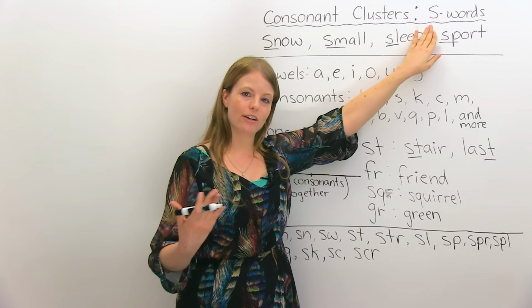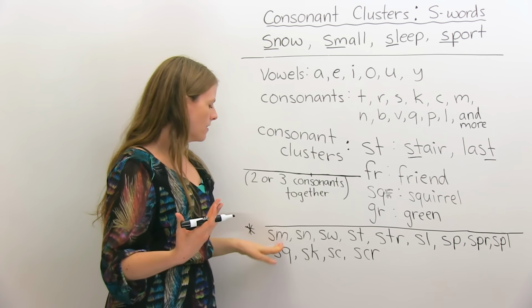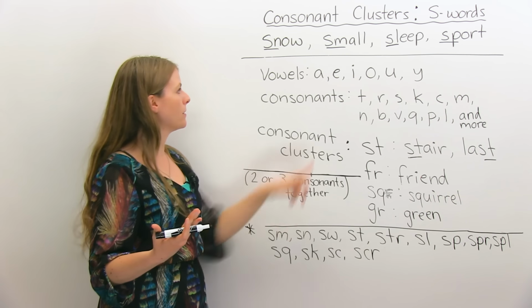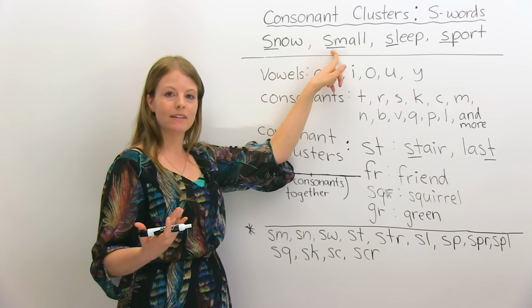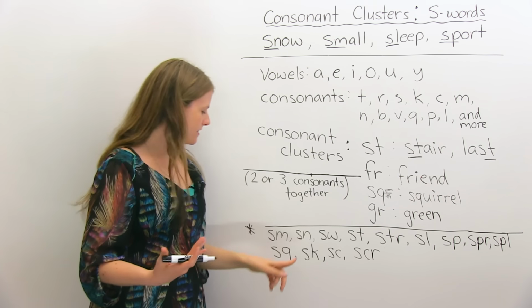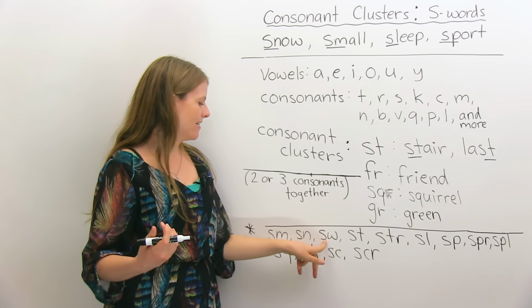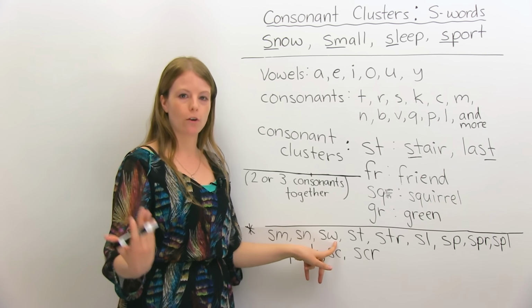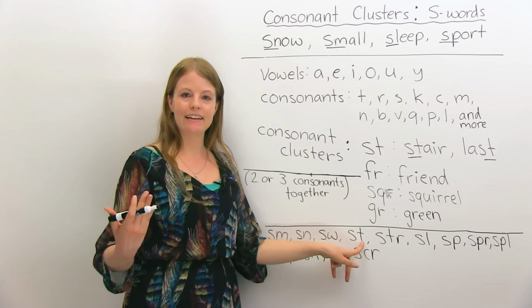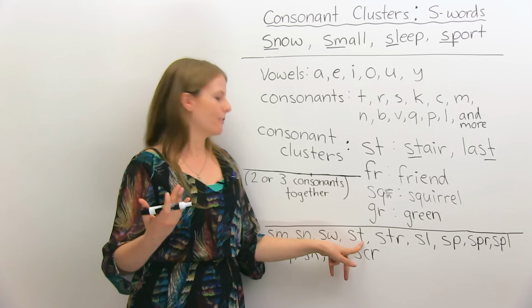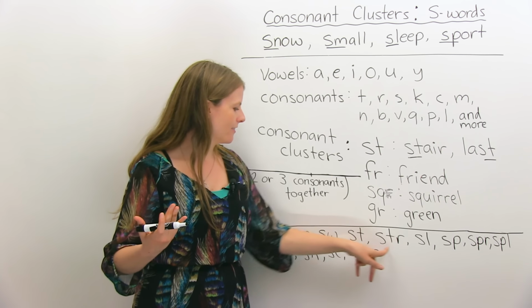Okay, so let's look at what I mean by this. You might see a word with SM in it. So for example, small, that's a consonant cluster with S. You might see SN like snake, SW like sword, ST like, well, I was going to say street, but that's more like here.